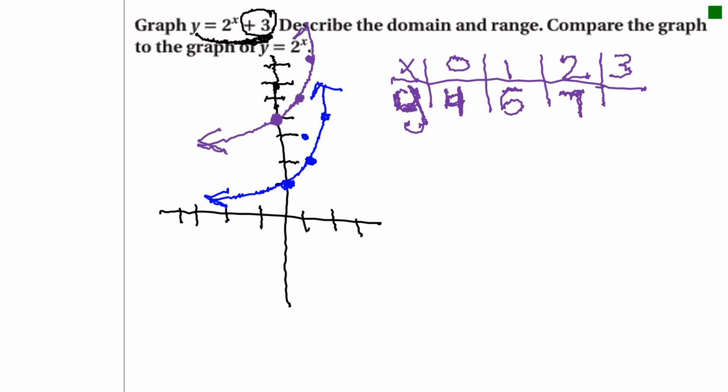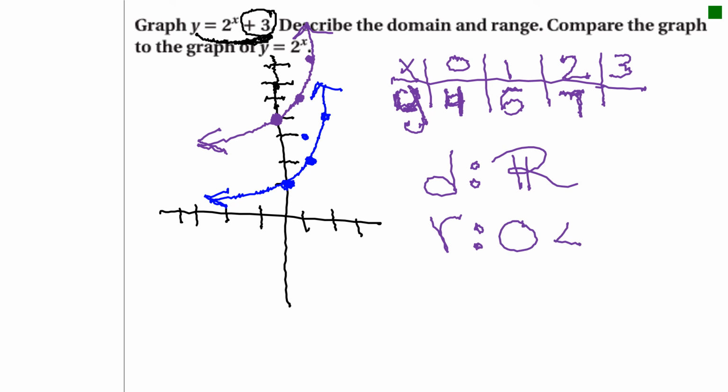Describe the domain and range. The domain for this function happens to be all real numbers. The range for this function happens to be the same thing as before: 0 less than y, no equal sign because it won't ever be 0, less than or equal to infinity. Compare the graphs. I kind of told you the answer at the beginning of this one. The purple graph is just like the blue graph, just moved up 3.